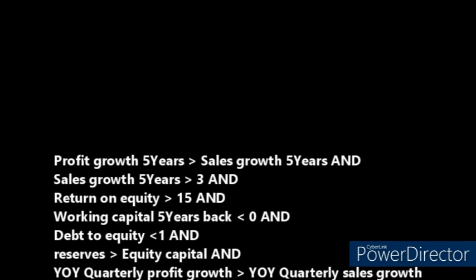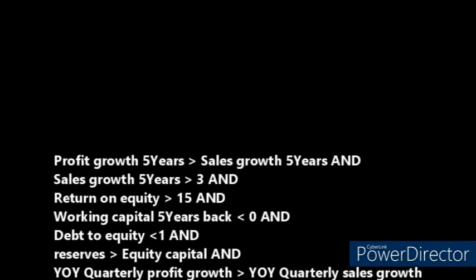Now put to ChatGPT. It says, combined criteria analysis. Profit growth 5 years more than sales growth 5 years. Significance: indicates the company is not only growing its revenue but also improving its profitability at a faster rate. This suggests efficient cost management and ability to scale profitably.